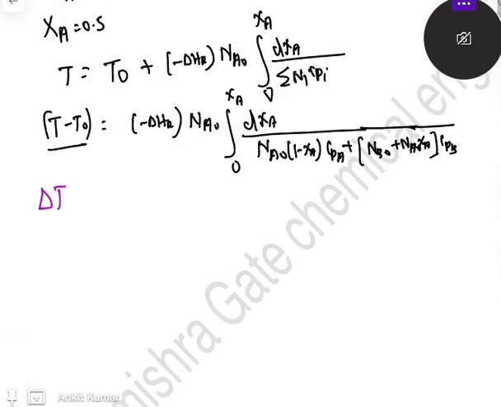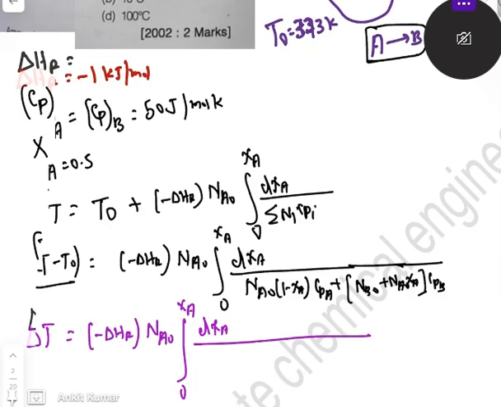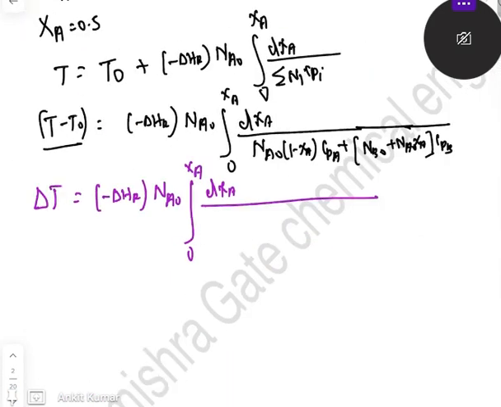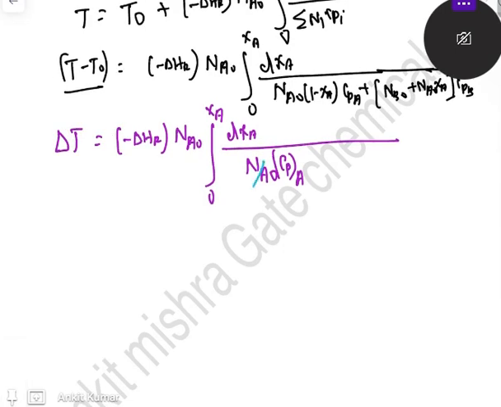So now delta T, that is the temperature rise, can be written as minus delta HR and Na naught and integral 0 to Xa dXa upon... So Cp of A and Cp of B are equal. Both of these Cp's are equal. So something you'll see here, you can cut, and Nb naught is 0. So you will be left with Na naught Cp of A. Okay? Now Na naught is constant, so it will get cancelled out. So delta T can be written as minus delta HR multiplied with Xa divided by Cp of A.